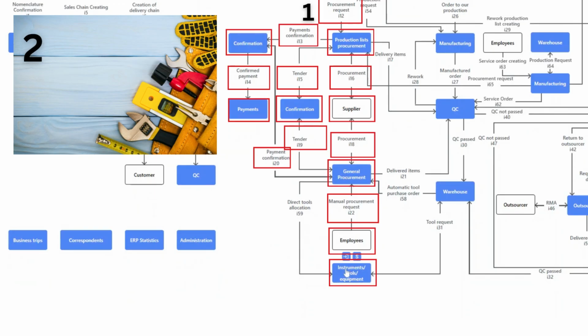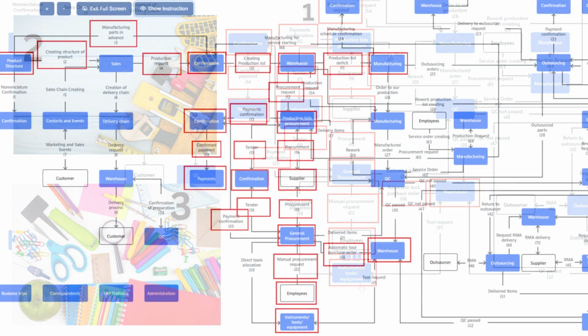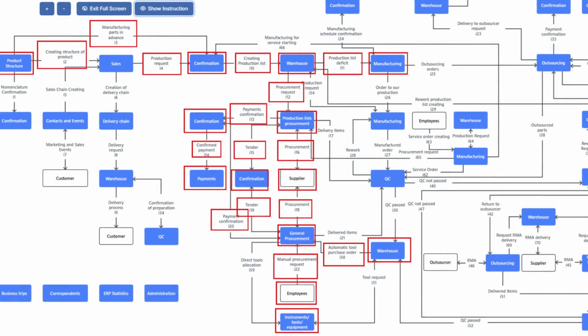Tool requests and general procurement requests, such as for office equipment, can be submitted by authorized employees across the company at any time. In our case, the warehouse can also automatically generate tool purchase orders when specific needs arise. For manufacturing parts, the production department decides whether to manufacture in-house or proceed with outsourcing.